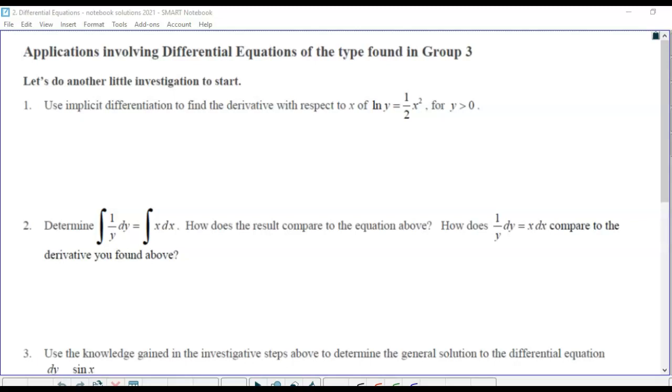Okay, now we're looking at the differential equations found in group 3. So that's where you have both the independent and dependent variable. So let's take a look.